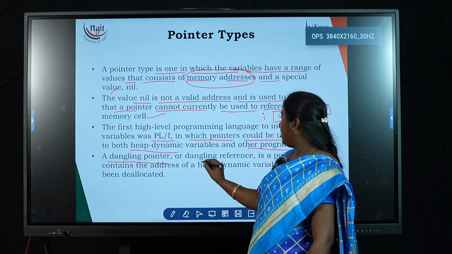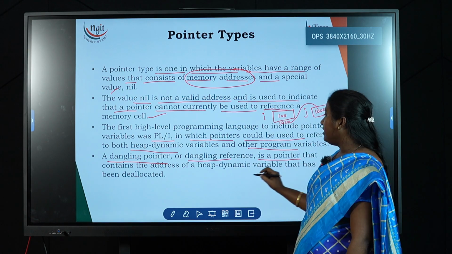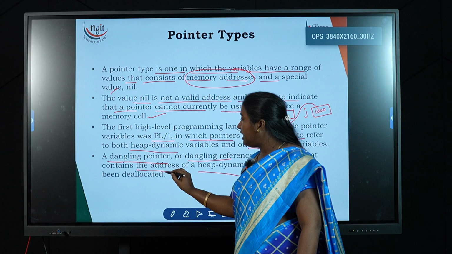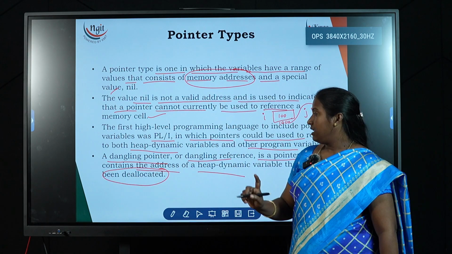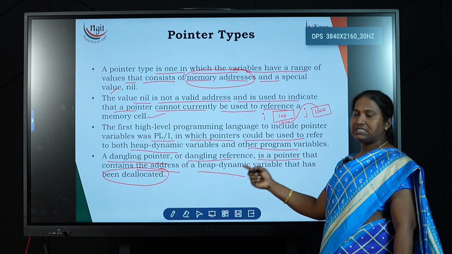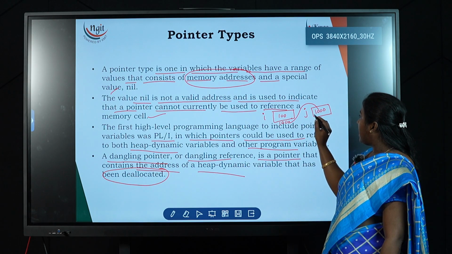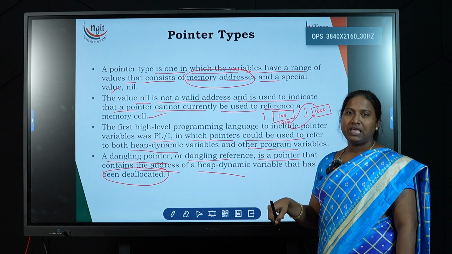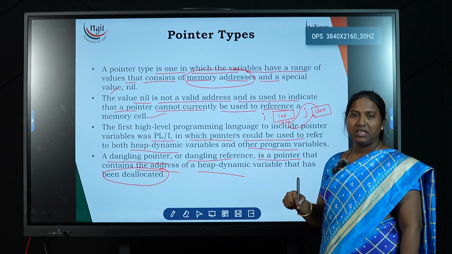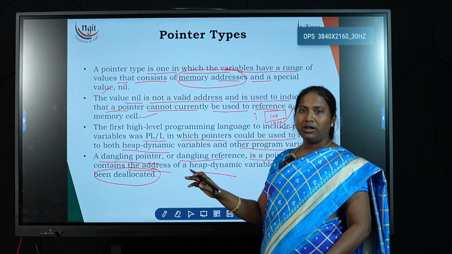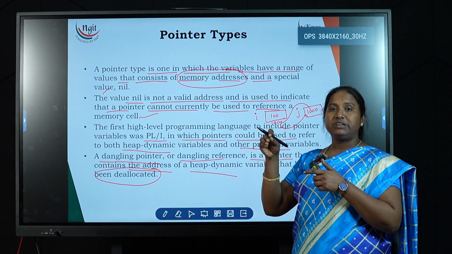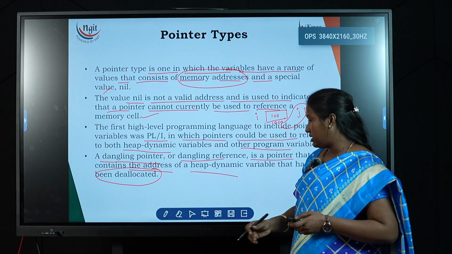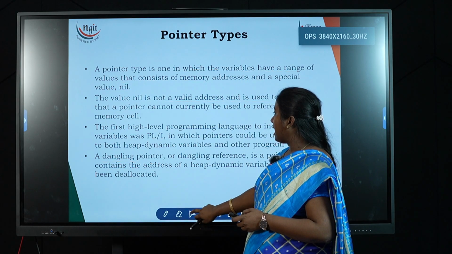What is the meaning of this? A dangling reference is a pointer that contains the address of a heap dynamic variable that has been deallocated. Using the same example to understand this, when I assign the address of I into this pointer, if I does not exist at all, then it is a dangling pointer. Did you understand? So a dangling pointer is this: whichever variable's deallocation happened in the program, if you assign the address of that into another variable, that is a dangling pointer.